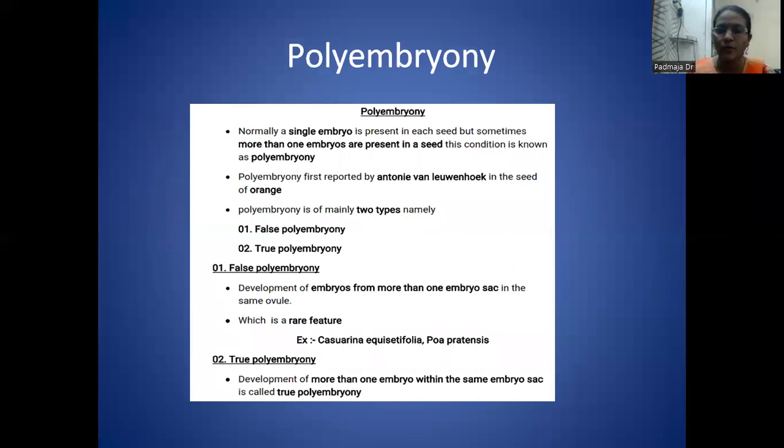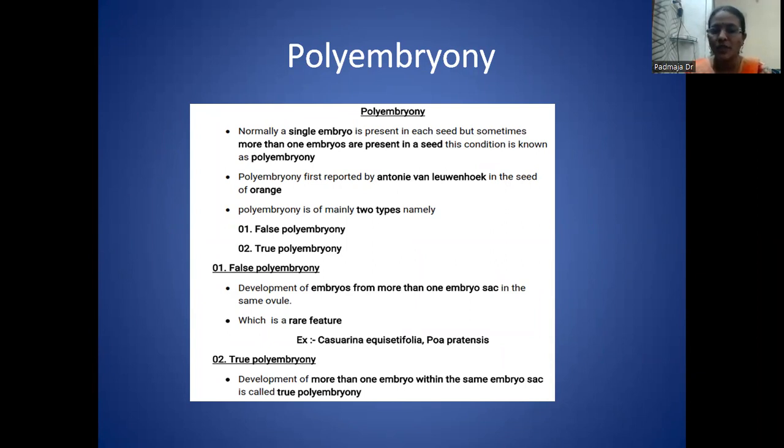Now, another topic is polyembryony. We already know that the fusion of male and female gametes, known as fertilization or syngamy, forms the embryo. Poly means many. Sometimes more than one embryo is formed. That condition is known as polyembryony. Normally a single embryo is present in each seed, but sometimes more than one embryo is present in the seed. This condition is called polyembryony.